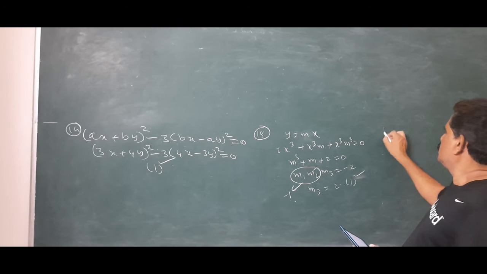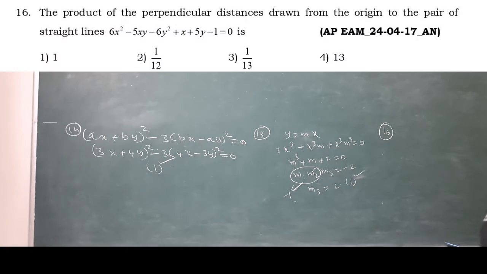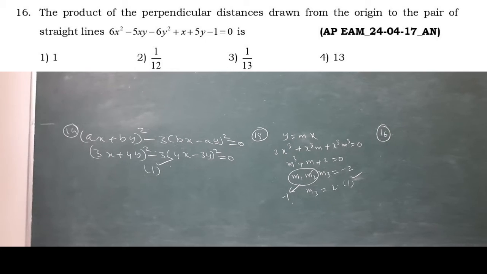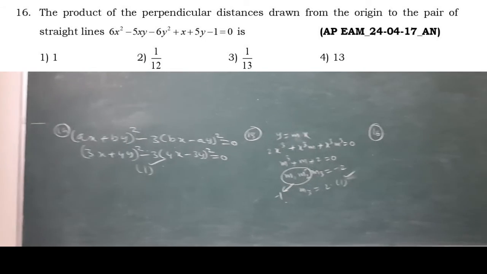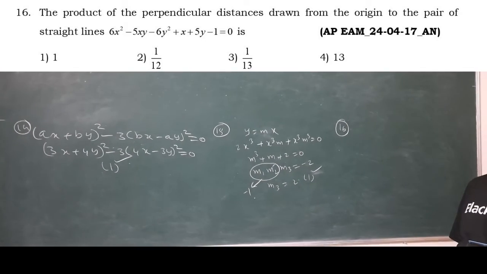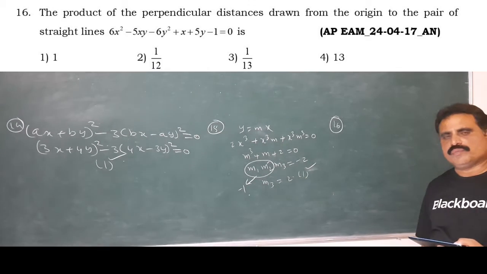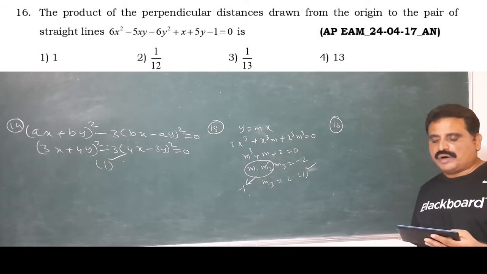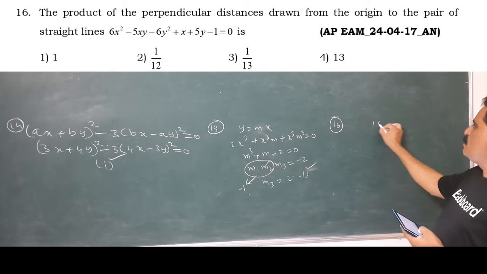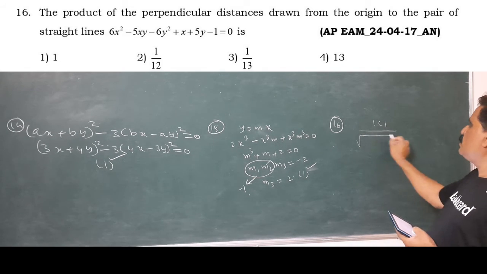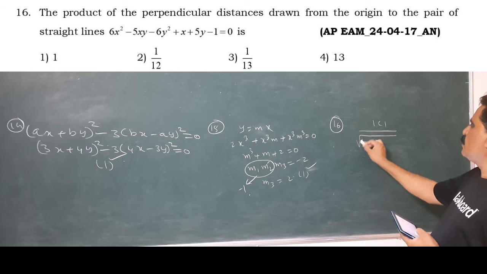Next, 16th question. The product of perpendicular distances drawn from the origin to the pair of straight lines. We have a formula: product of perpendicular distances drawn from origin is mod c by root of (a minus b) whole square plus 4h square.